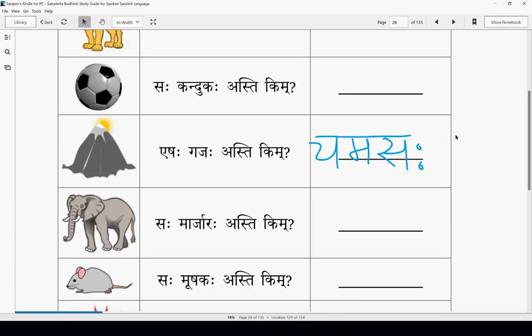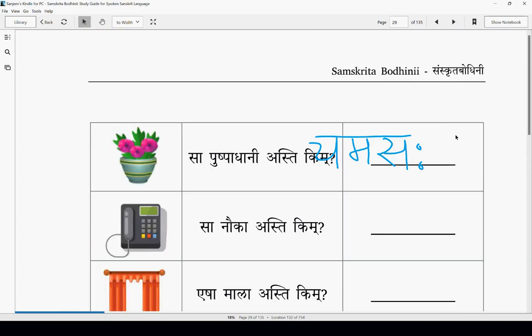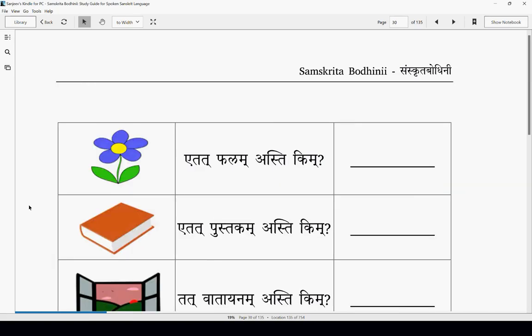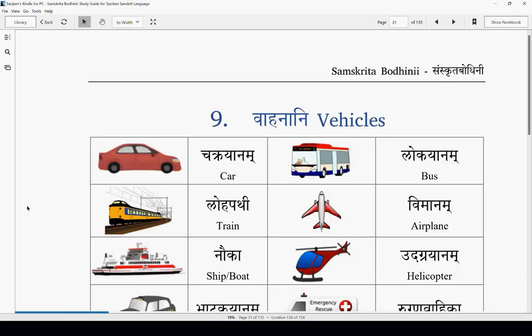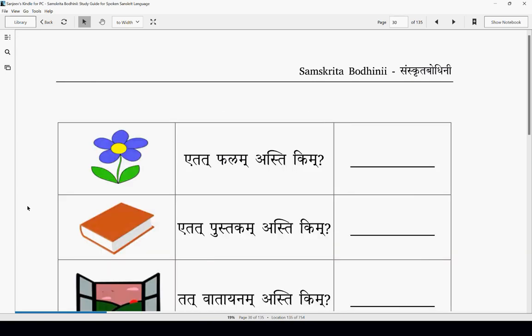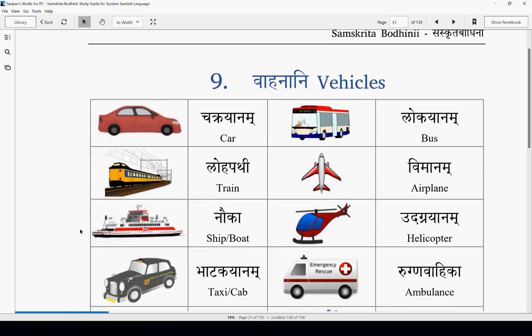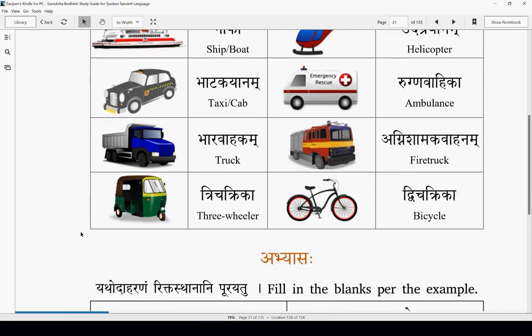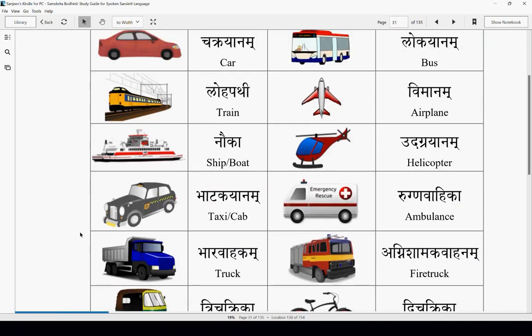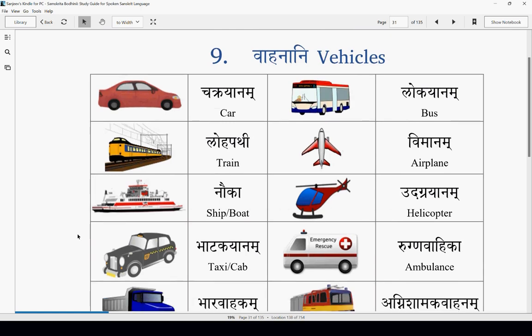Some of you may know achamanam, the achamana word. Drinking a little bit of water. Yeah, achamanam. So that achamana and this chamasa, they are related. Chamati means sipping. So next one we have this vahanani. Some examples there, just for your information.